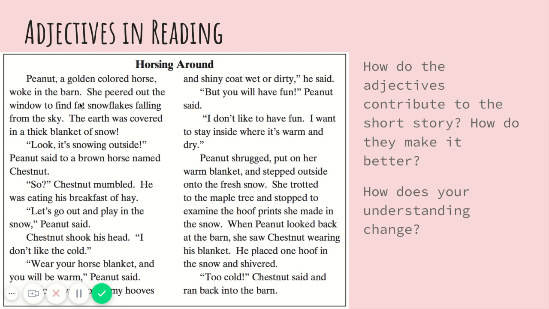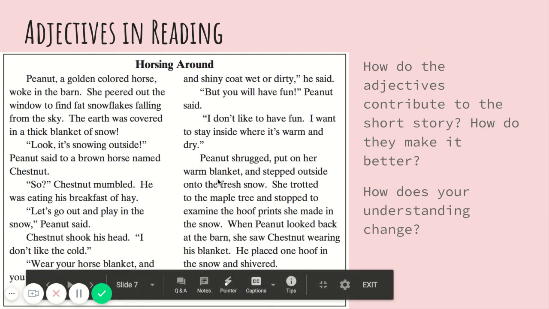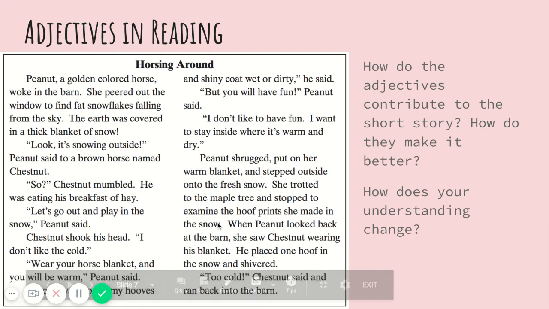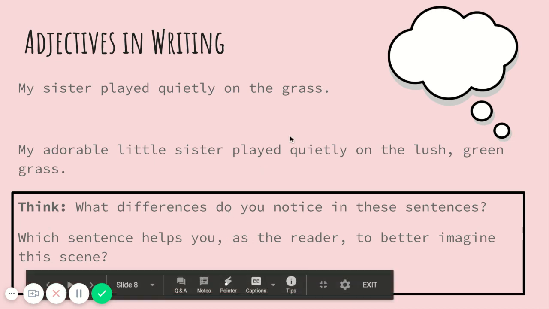Now you might have found that there are fat snowflakes, that it was a thick blanket of snow, a shiny coat, fresh snow, right? There are lots of examples, a warm blanket. And these are words that you may not have even thought about as being adjectives as you were reading, but they helped you to better understand what the story was about.